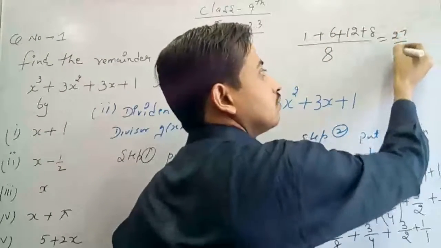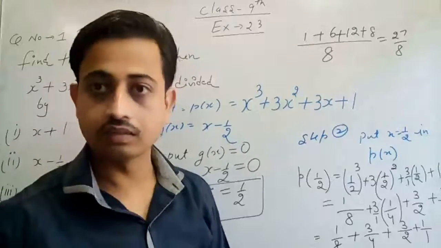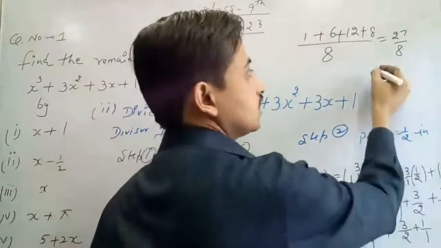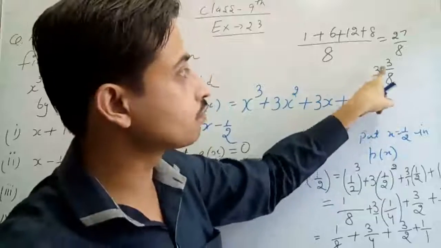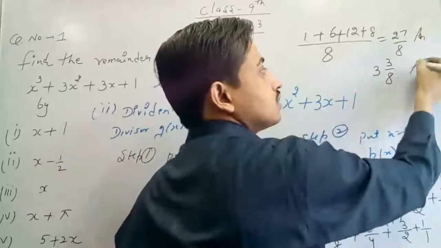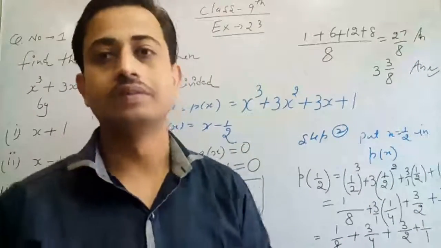27 divided by 8. And if we write in mixed fraction, then how can we write? If we divide, 8 3s are 24. It means 3 3 by 8. 8 3s are 24 plus 3, 27 by 8. So this one is your final answer. Please make a note.